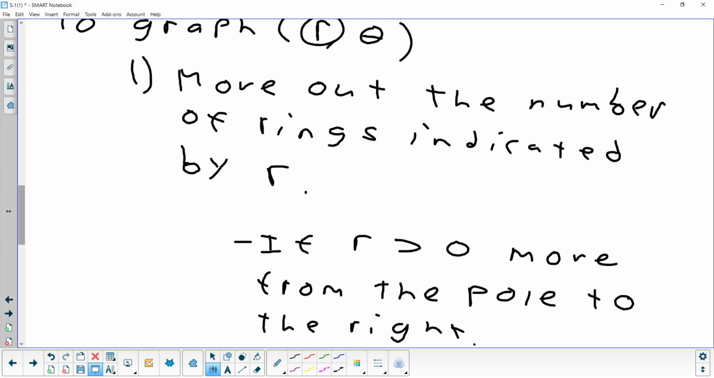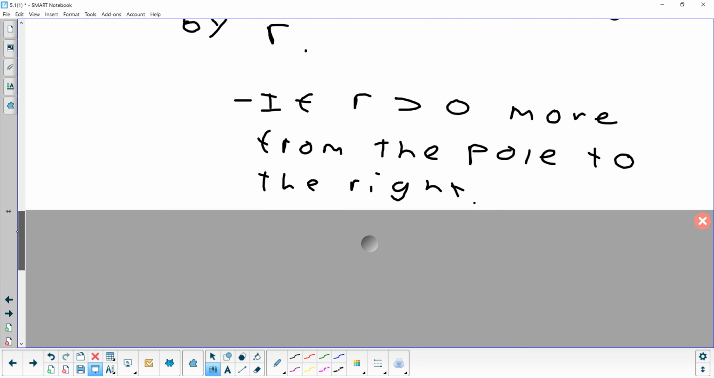If R is positive, it's kind of like if X is positive. You can kind of treat it the same way. If R is positive, you're going to start at the pole, and you're going to move to the right. How many units are you going to move? However much R is. If R is 3, you'd move 3 units right. If R was 2.5, you'd go in between the second and the third circle. So you can go in between the circles just like you can go in between grid lines with XY coordinates. So if R is greater than 0, we're going to start by moving to the right.